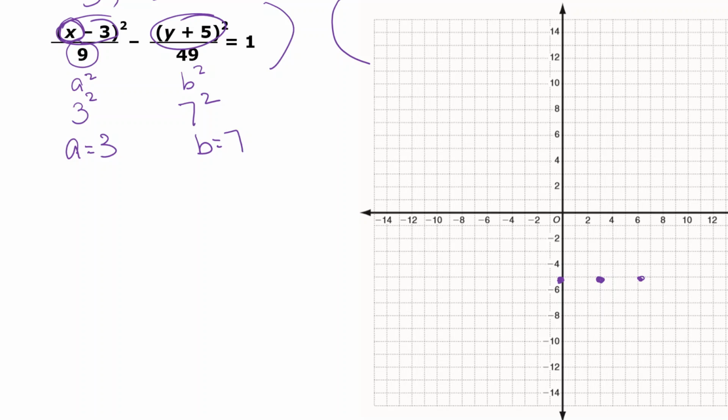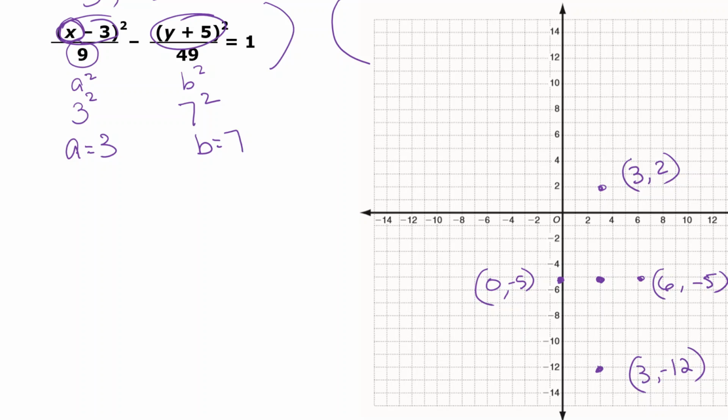Now to get my co-vertices, I'm going to go up 7, and I'm going to go down 7. So my vertices are going to be 6, negative 5, and 0, negative 5. My co-vertices are going to be 3, 2, and 3, negative 12.